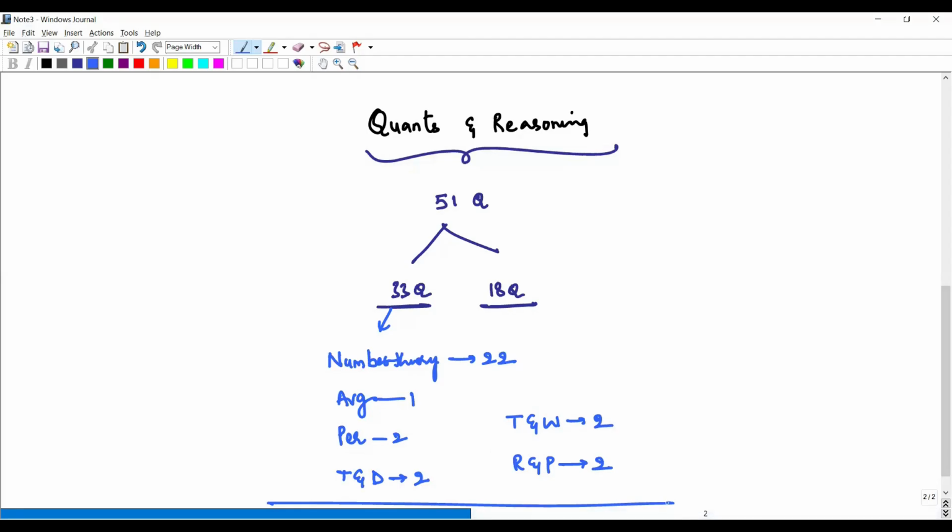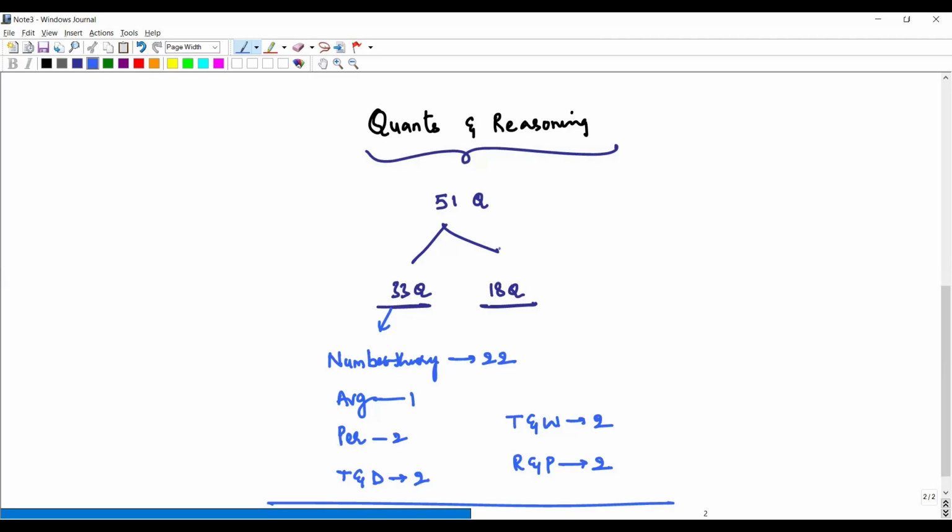So mostly in our quant part, properties of numbers and things related to number theory, be it unit digit or questions related to remainders and factors, come in number theory.